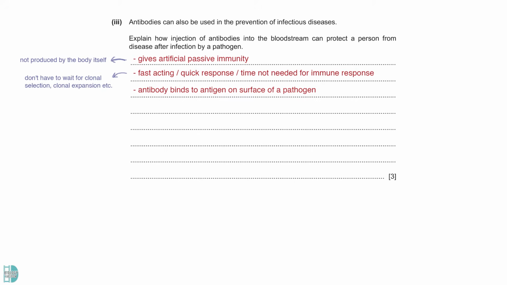You can also use the specific role of antibodies to answer this question. For example, they can act as antitoxin. It means they can make a toxic substance become harmless. This is known as neutralization of toxin.